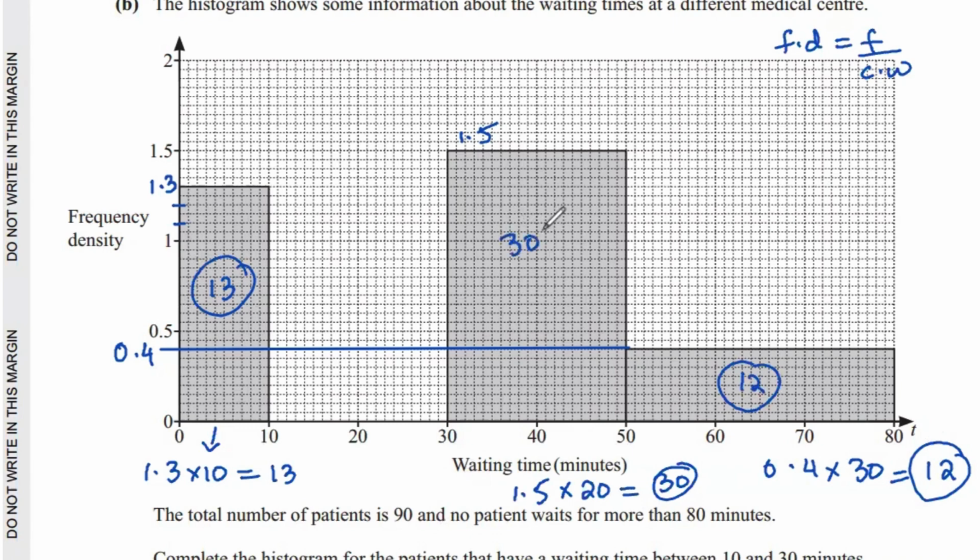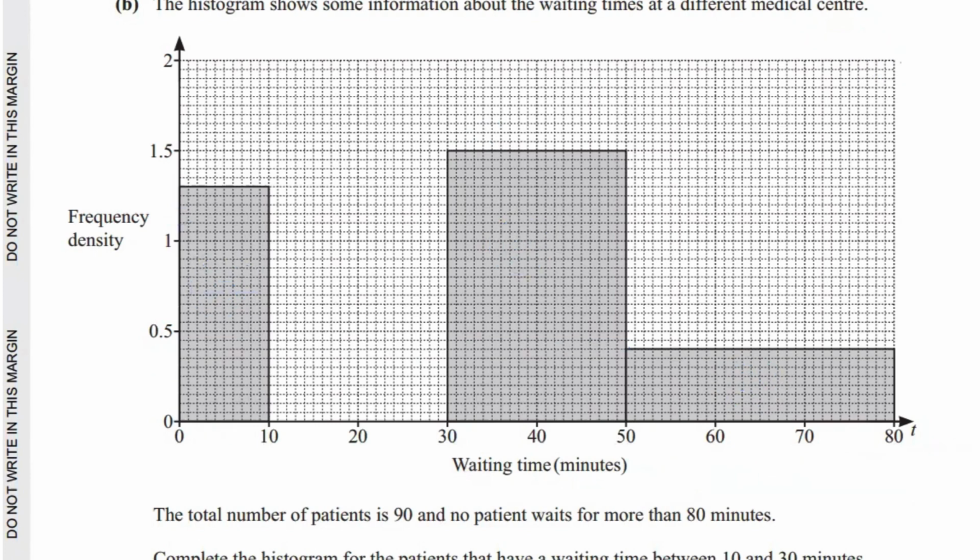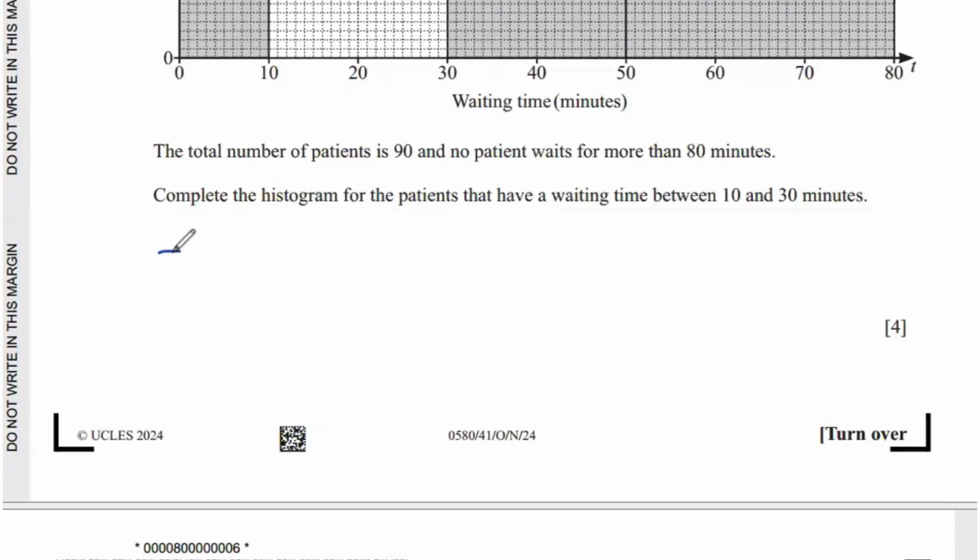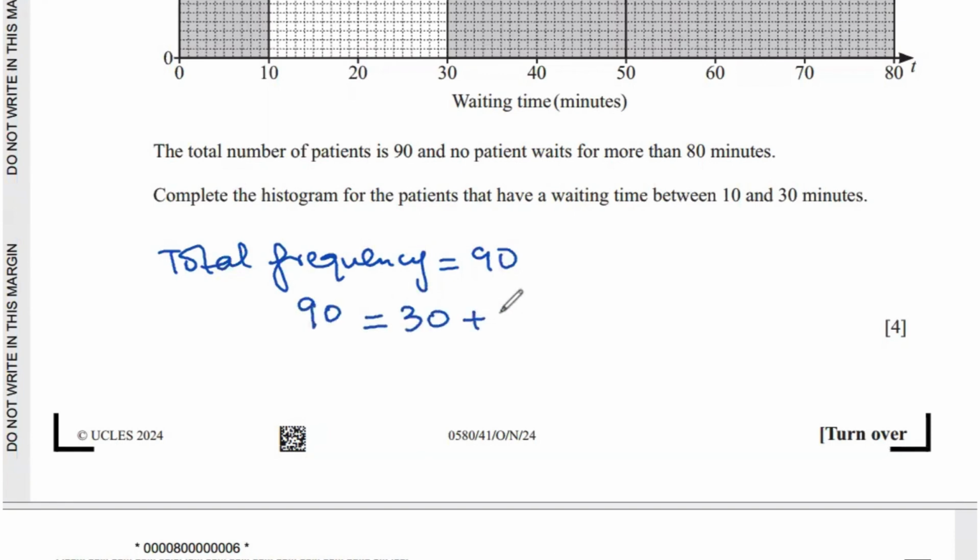12, 30. So now if we add them up, total frequency is given as 90. So 90 equals 30 plus 12 plus 13 plus x, which is the missing frequency over here. So that's going to be 30 plus 25, which is 55. So 90 minus 55 is x, and that is equal to 35.